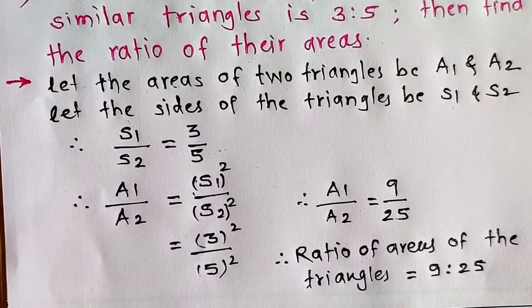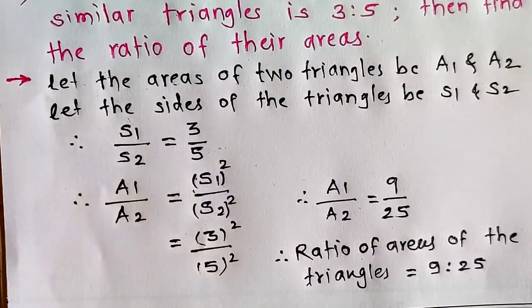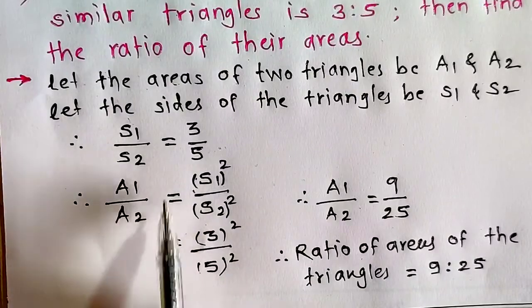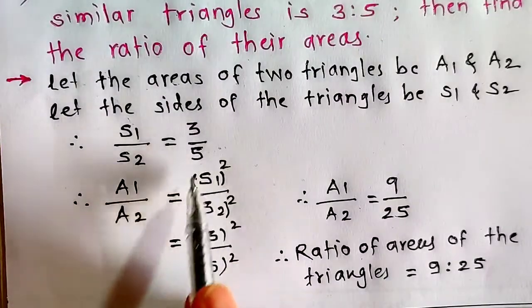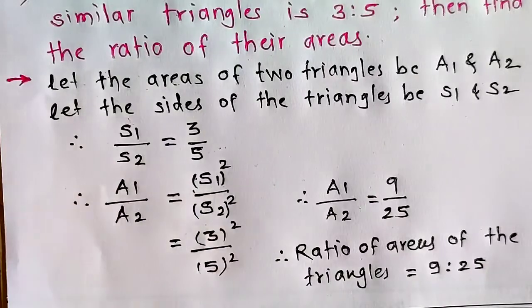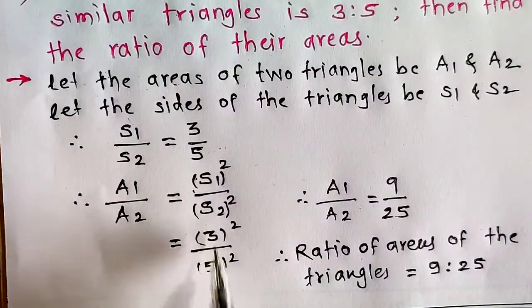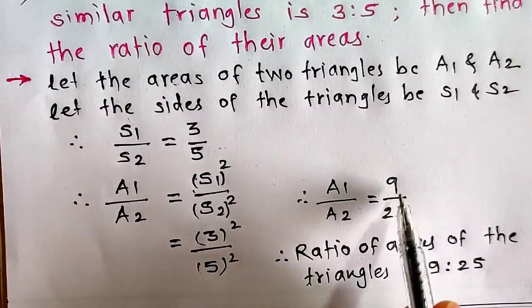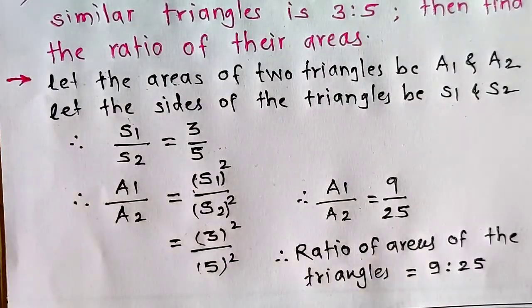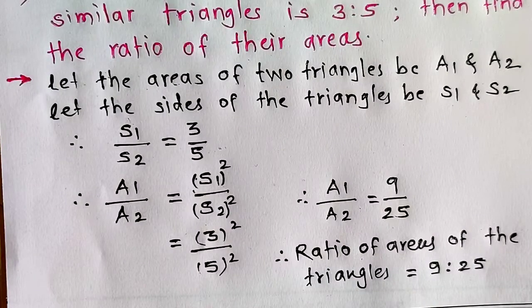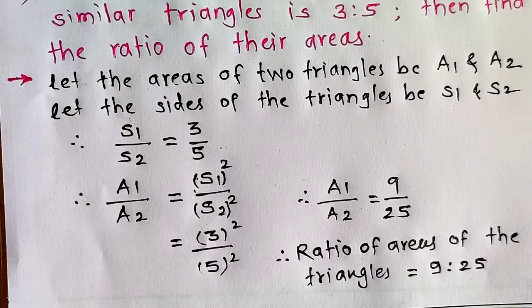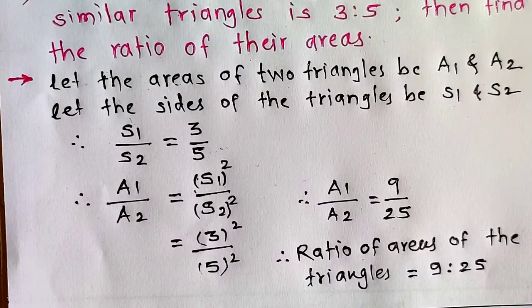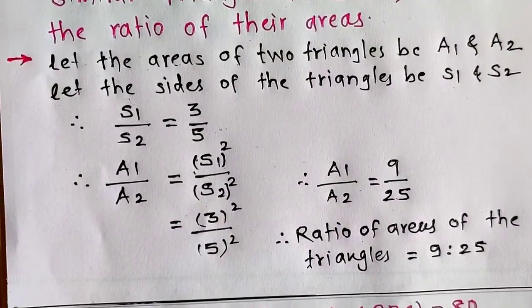Now according to that theorem, what can we write? A1 upon A2 is equal to S1 square upon S2 square, means the ratio of the areas of similar triangles is equal to the ratio of squares of their corresponding sides. Now S1 is 3, S2 is 5. Substitute the value: 3 square by 5 square. After squaring we get 9/25. So the ratio is 9:25. So in this way we can easily solve the sums based on the theorem of areas of similar triangles. Now let us see the third sum from this exercise.